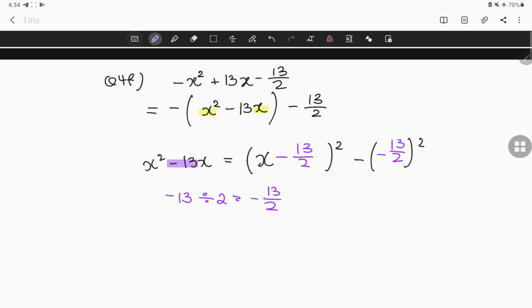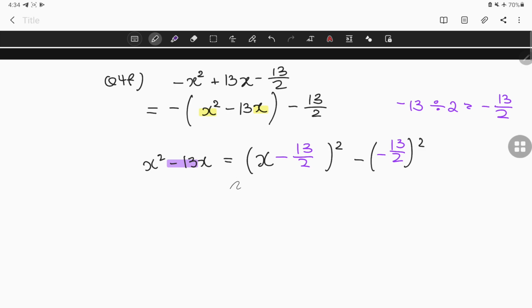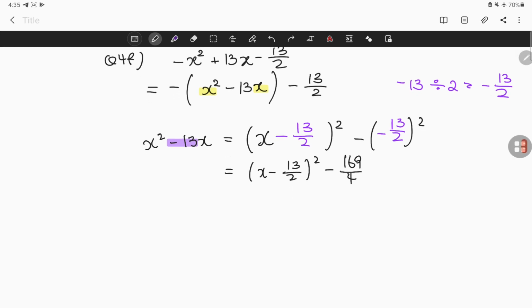Okay, so far so good. And then let me just shift this to the side. Thereafter, if we simplify this, we would have x minus 13 over 2, the whole thing squared, minus 169 divided by 4. Okay, so now we have completed the square for x squared minus 13x, but we still need to substitute it back into this expression over here. So let's do that right now.